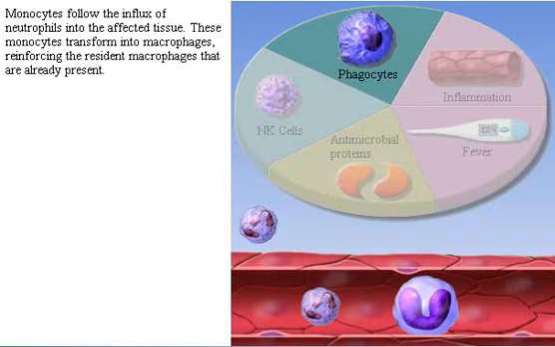Monocytes follow the influx of neutrophils into the affected tissue. These newly arrived monocytes transform into macrophages, reinforcing the resident macrophages that are already present. Click the monocyte to see it turn into a macrophage.